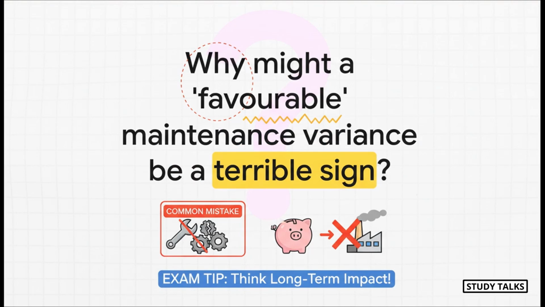Why could a favorable variance, say you saved a bunch of money by skipping routine machine maintenance, actually be a terrible, terrible sign for the company's future? It makes this month's numbers look great, but what disaster could you be setting up for down the road? Understanding this is what takes you from just passing the exam to actually thinking like a chartered accountant.